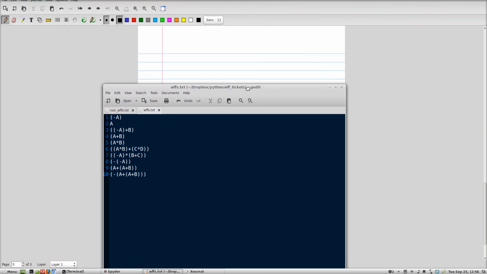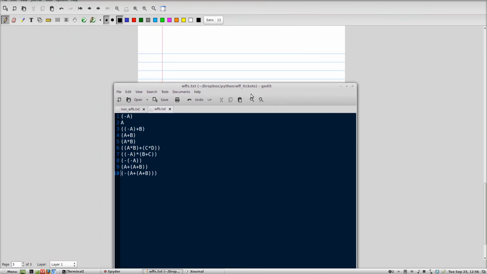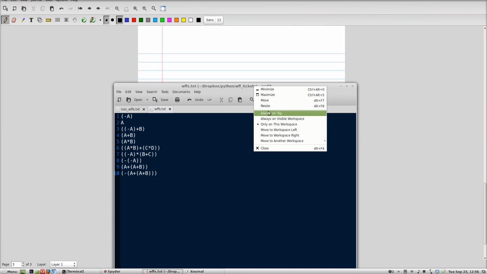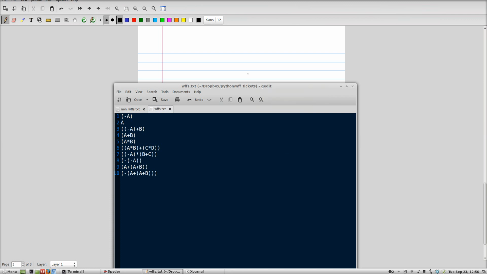This always on top thing is awesome. I don't know why they don't do that in Windows, but so I'm just going to copy this well-formed formula that I have in row 6 here. So it is A and B, or C and D. Okay, so it's not too complicated.